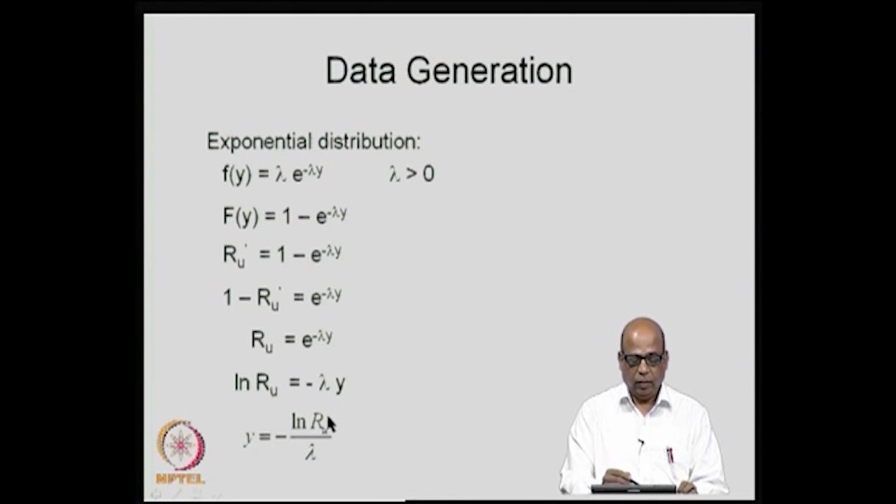So, you generate random numbers r u, use the calculator for example. Every time you generate one r u, you get a particular value y for a given distribution. That means lambda is fixed there. So, once you fix lambda, generate your r u using a calculator and generate those many values of y.